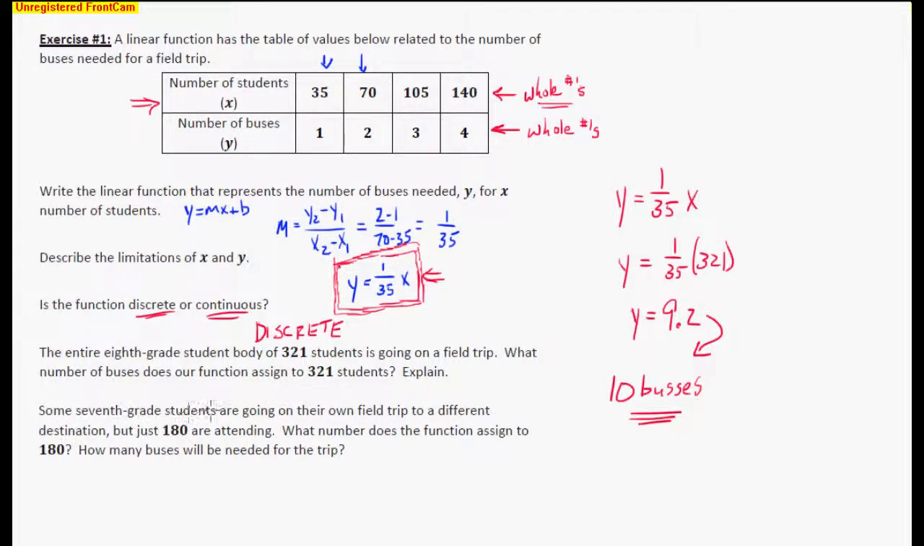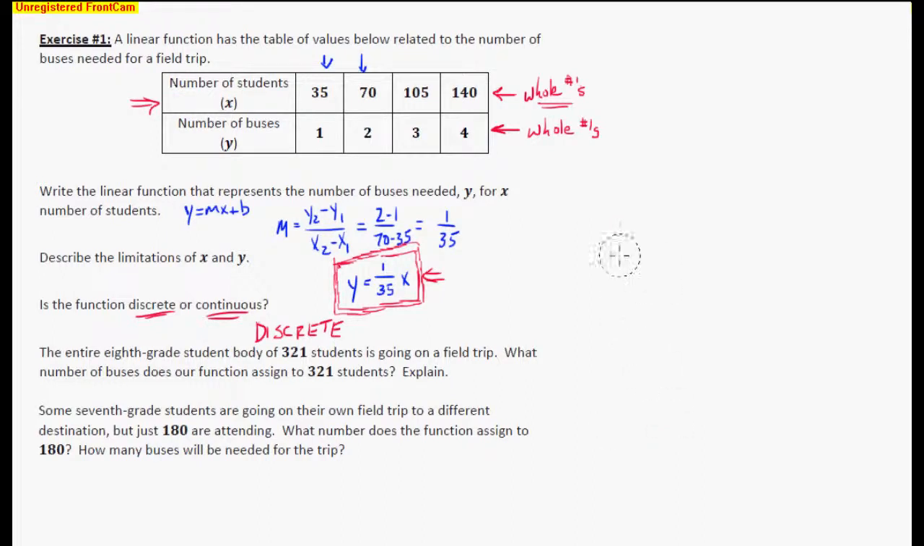What we have is we have another little part here, so I'm going to add that in. It says some 7th grade students are going on their own field trip to a different destination, but just 180 are attending. Okay, so let me get this part out of the way here, and so I have a little space to work here, and I'm going to use the same function now. All right, but I'm going to apply that to this problem here of 180 students. So we start with 1 over 35, and now we plug in 180.